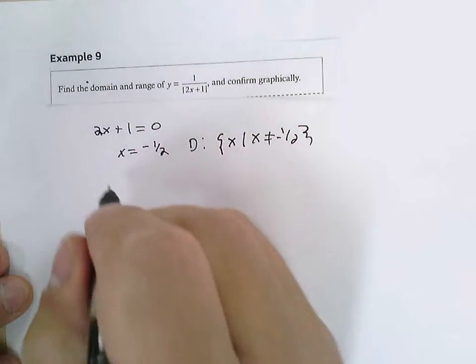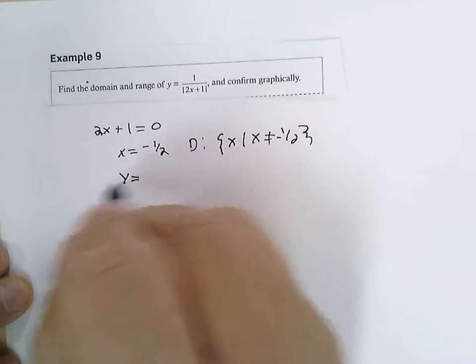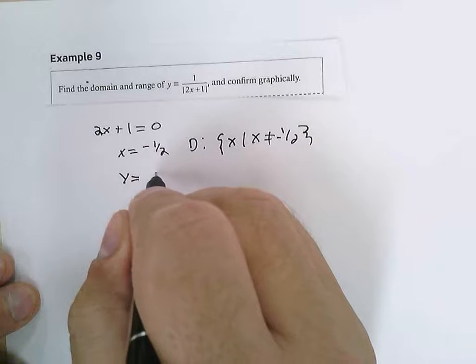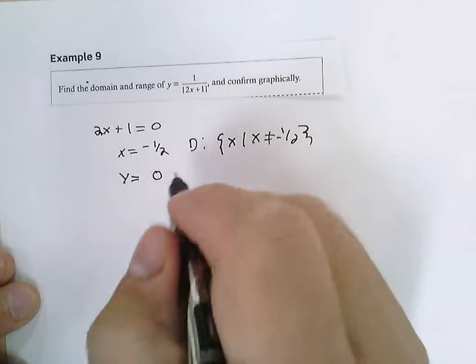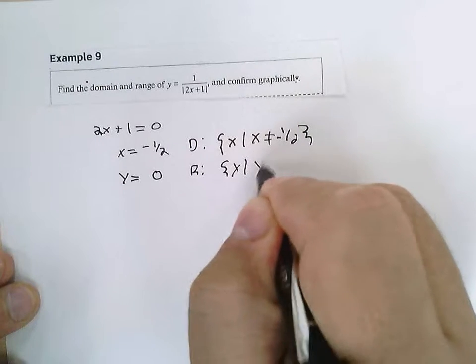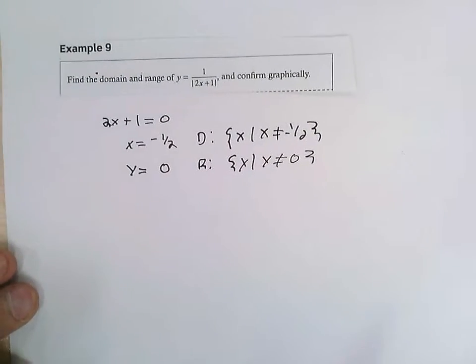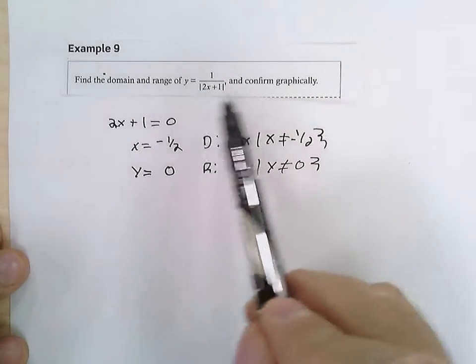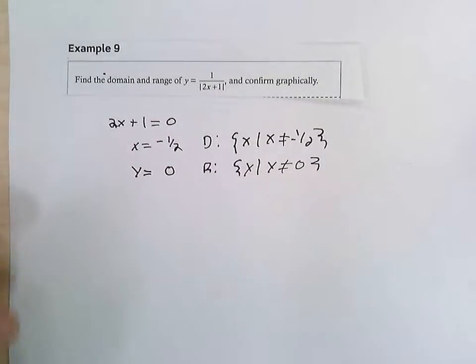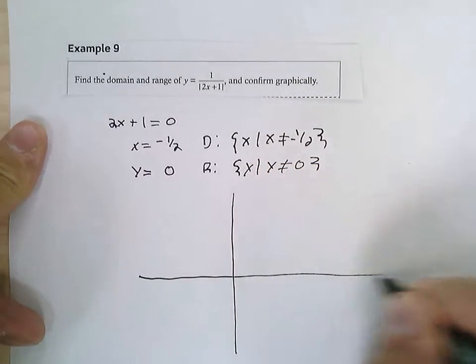The range here doesn't really change anywhere. I know that y, my horizontal asymptote, is just going to be 0 again, right? And my range is going to be y such that y not equal to 0, right? So nothing's really changed much, but I am taking the absolute value of this. So if I were just to start the graph, what would it look like?